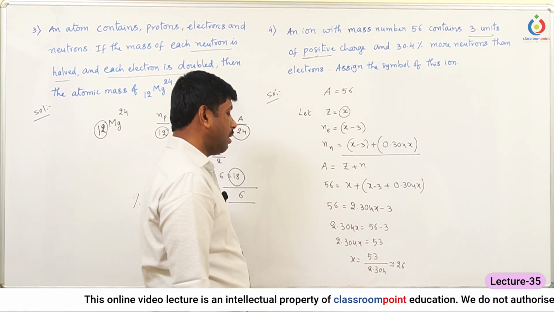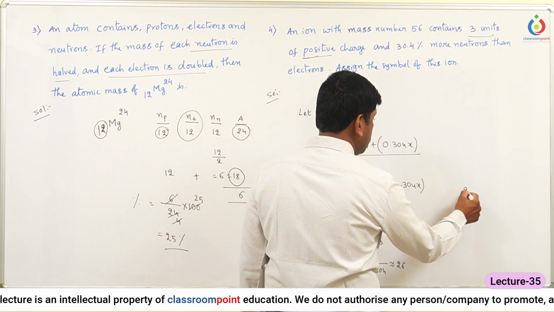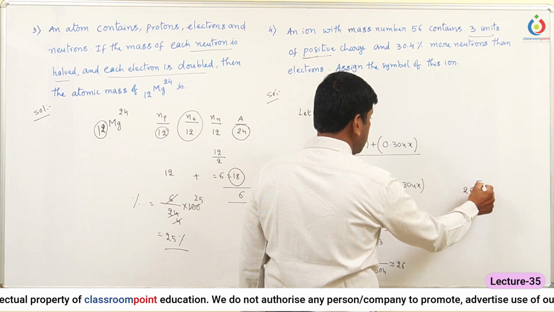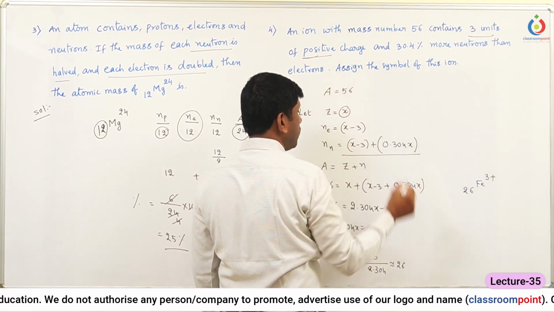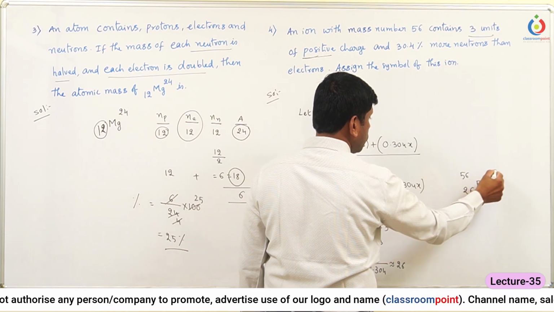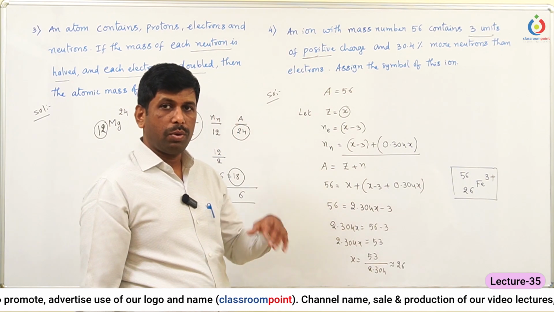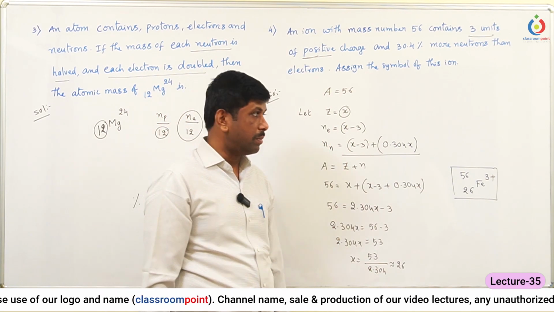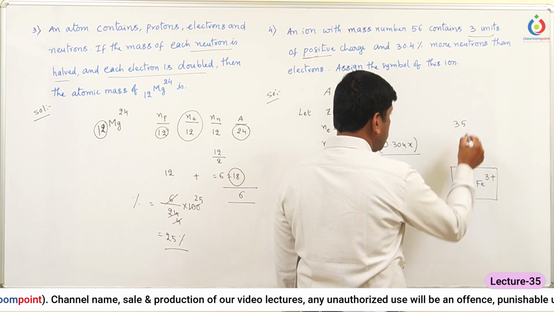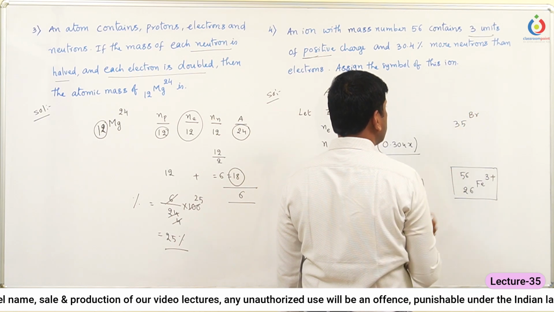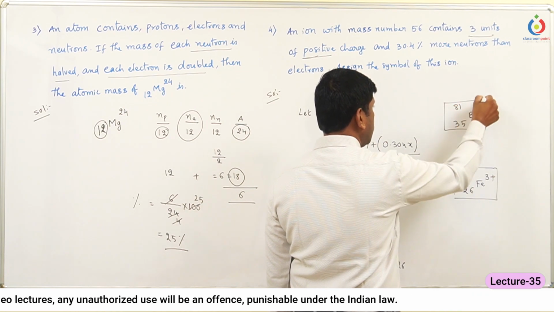So 26 is the atomic number of iron, so we can write down the symbol: 26 iron, with 3 units of positive charge and mass number given as 56. So this is the answer for this question. And there is a small correction in the earlier question where 35 chlorine was mentioned. Please do correct it, it is bromine, and the mass was given as 81 for the earlier question.